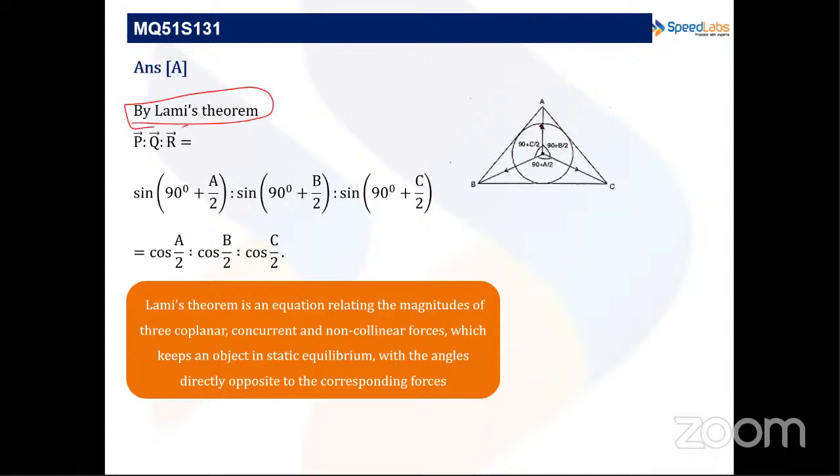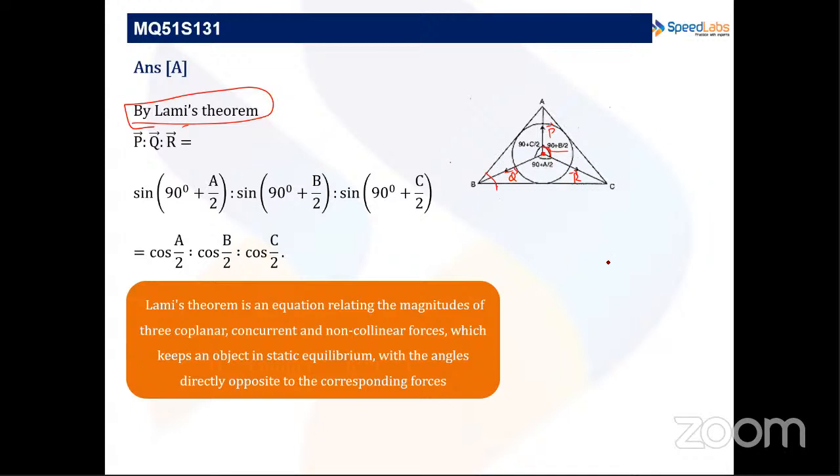By Lami's theorem, we know that if this is the vector P, vector Q, and vector R, these three forces are acting, and this is the in center. In center is the center of the circle inscribing the triangle. So if we are having this as the angle B, then this will be the angle 90 degree plus B by 2.